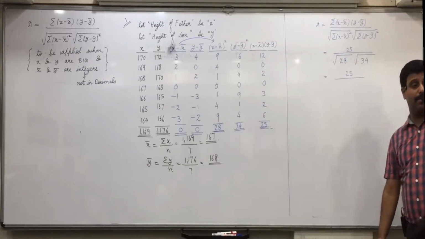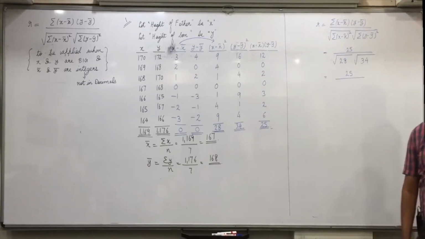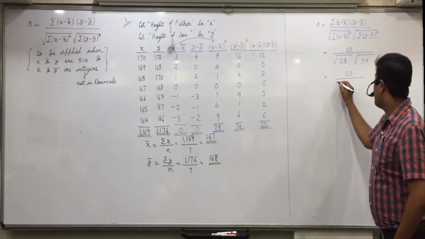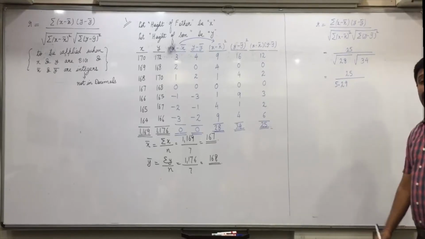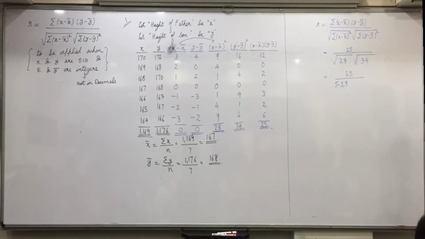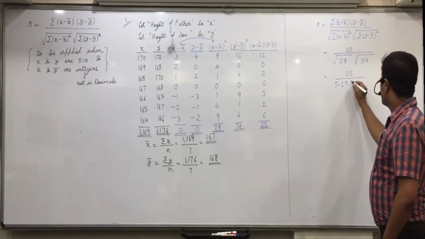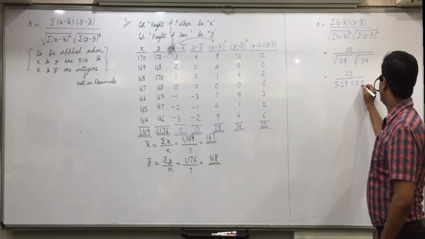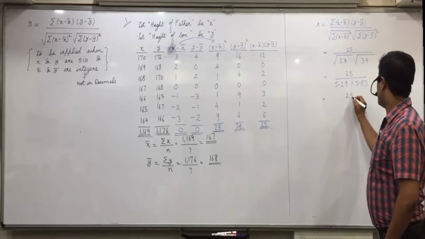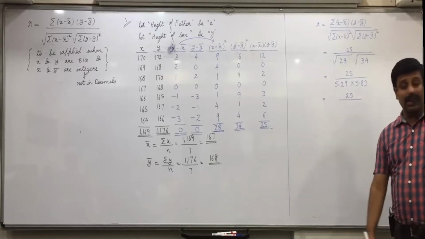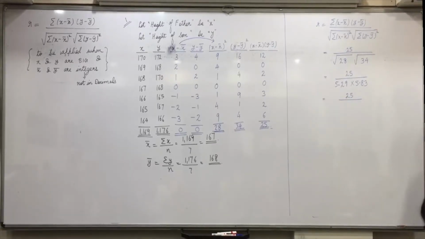25 divided by, square root of 28, so 5.29. And square root of 34 is 5.83. So 25 upon 5.29 into 5.83.